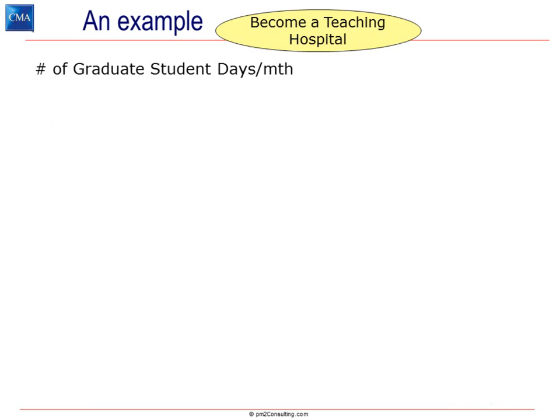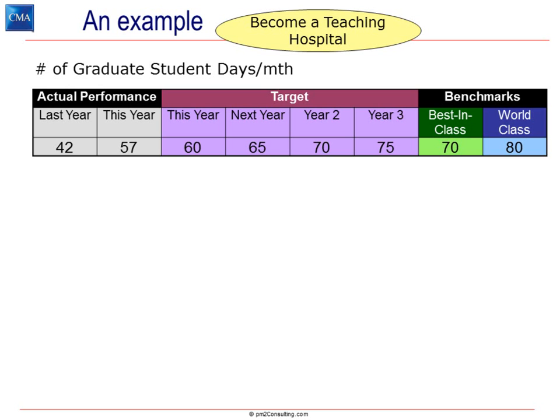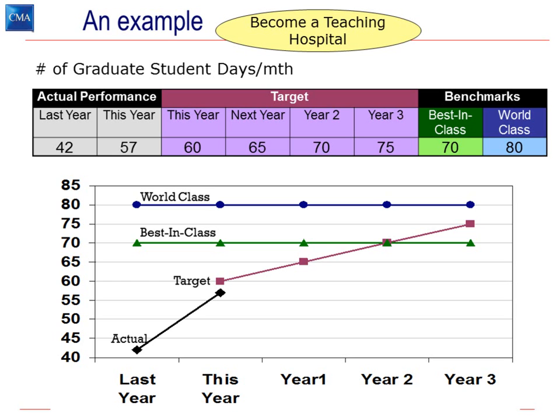If we take an objective like, become a teaching hospital, and the metric is going to be the number of graduate student days per month, we may have targets like this of actual performance, target, and benchmarks. To graph them, it would look a bit like this.